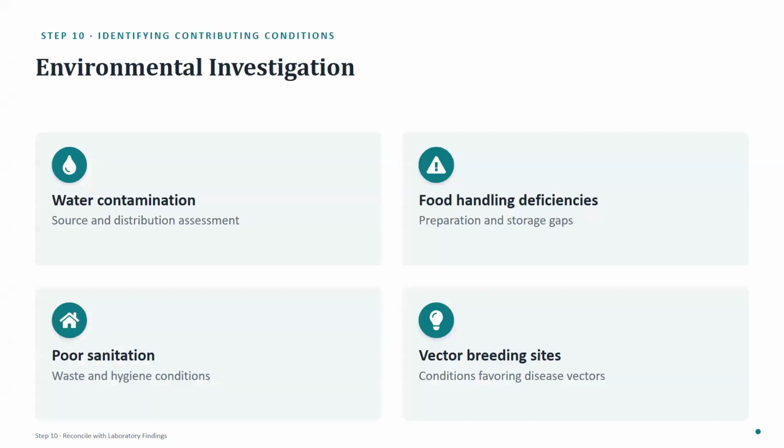Environmental investigation should be done where required, like water contamination to find the source and distribution, food handling deficiencies like preparation and storage gaps, poor sanitation can be investigated like waste and hygiene conditions, and vector breeding sites should be investigated to see the conditions which can be favorable for the disease control.